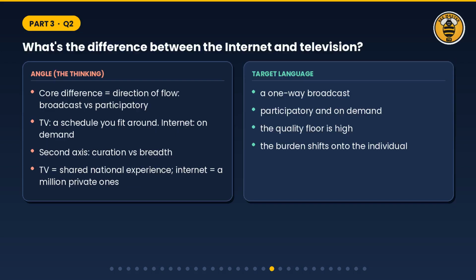Question 2. What's the difference between the internet and television? For a difference question, name the axis of comparison first, then compare along it.